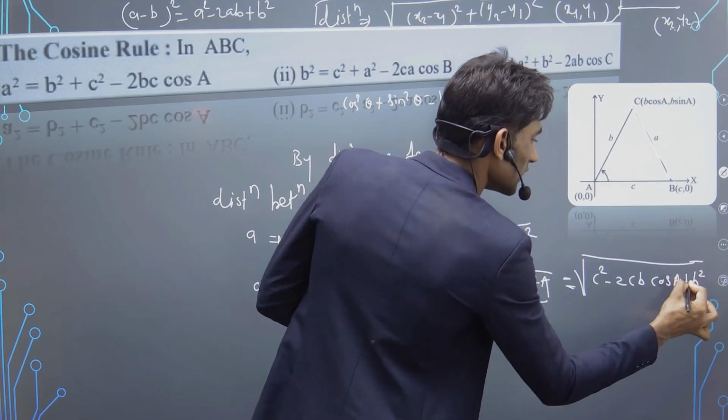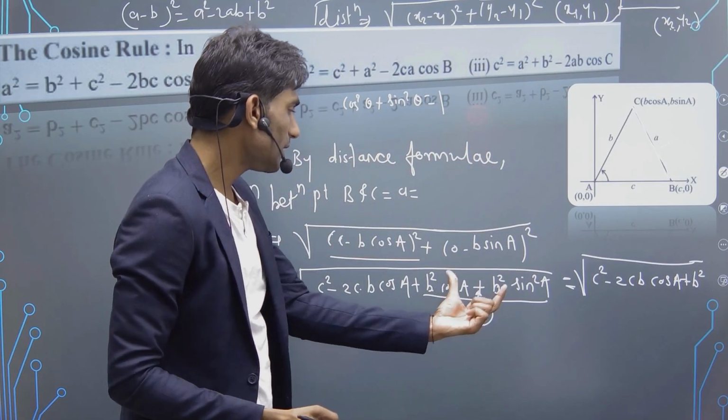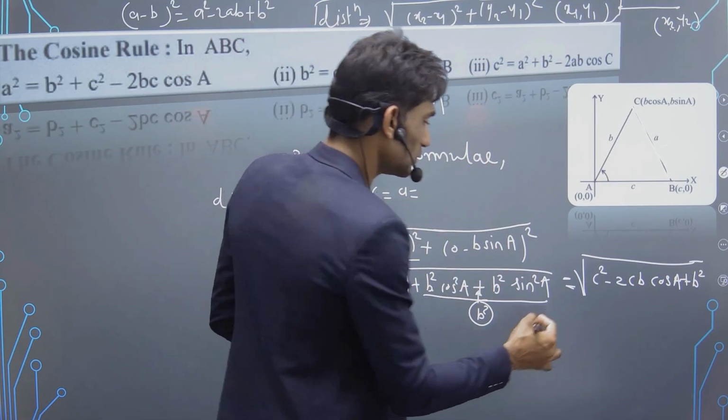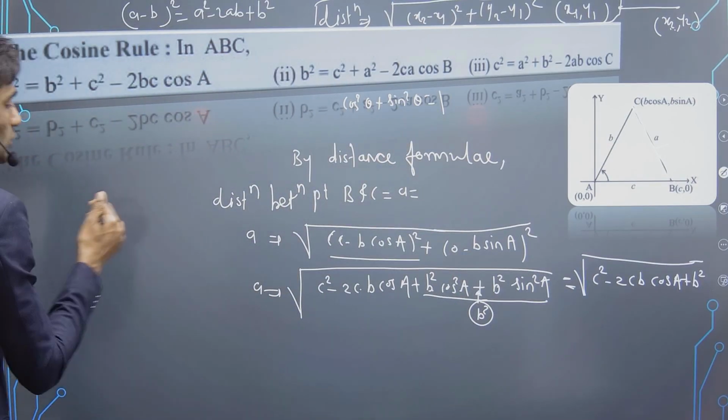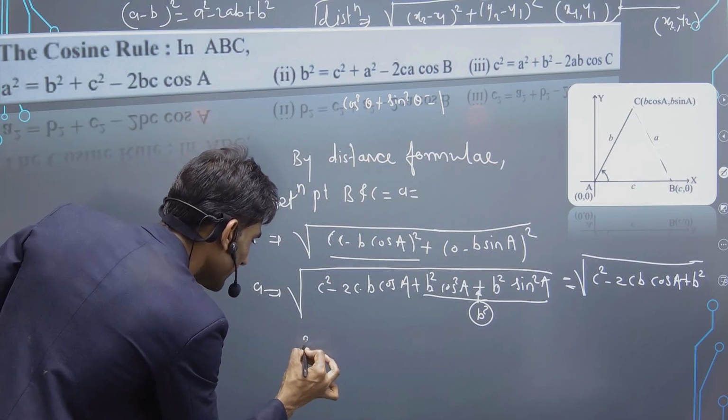How did we get this b square? Because I applied the trigonometric result here. So this is the value for a, but we want the value for a square. So how can we write a square?